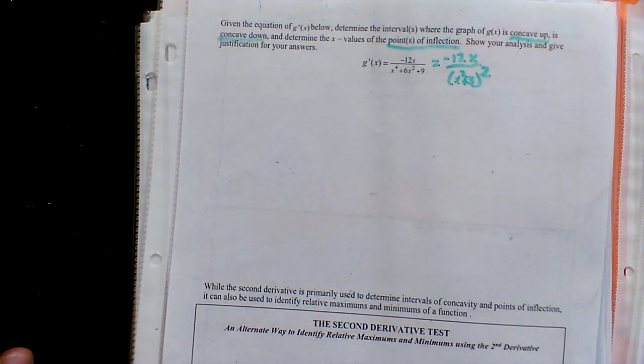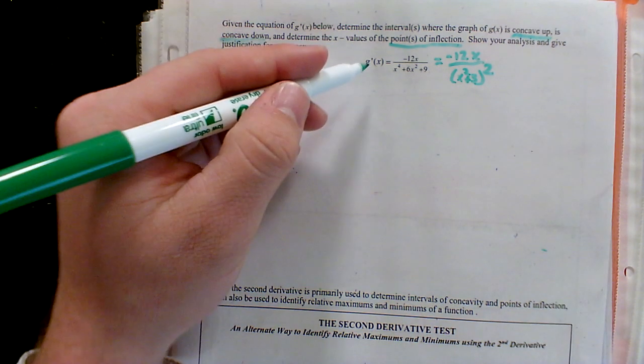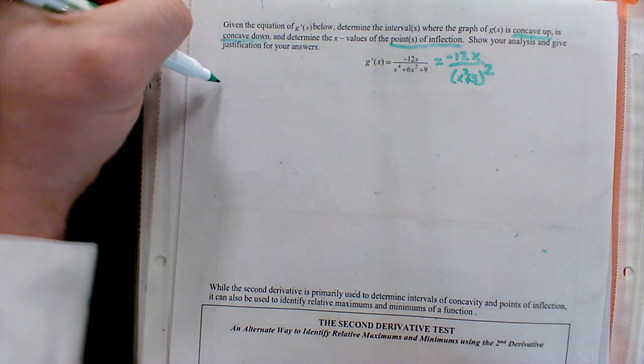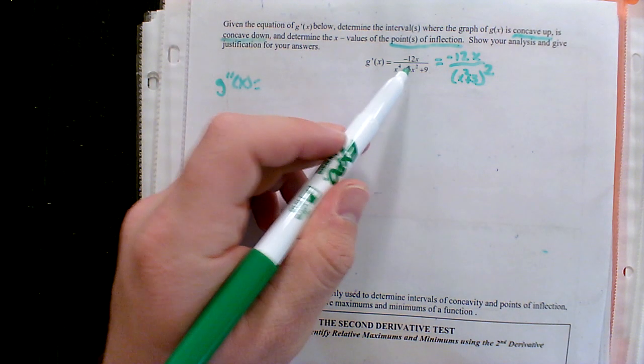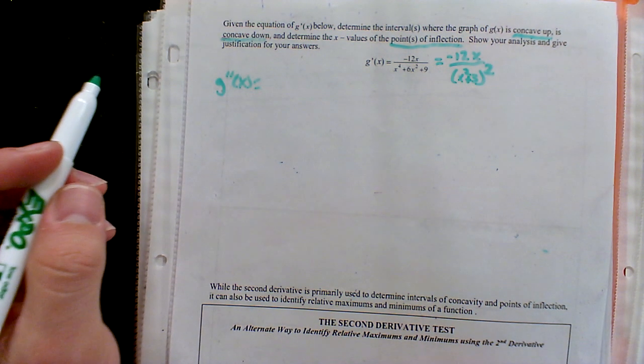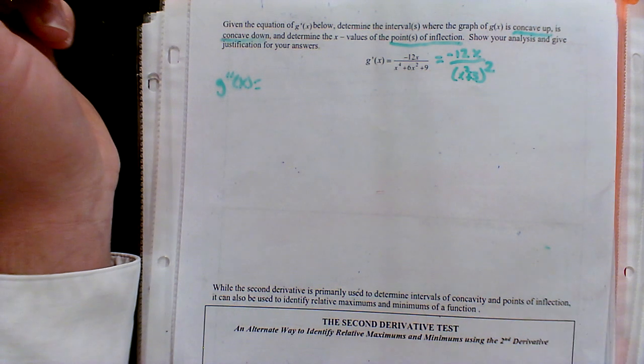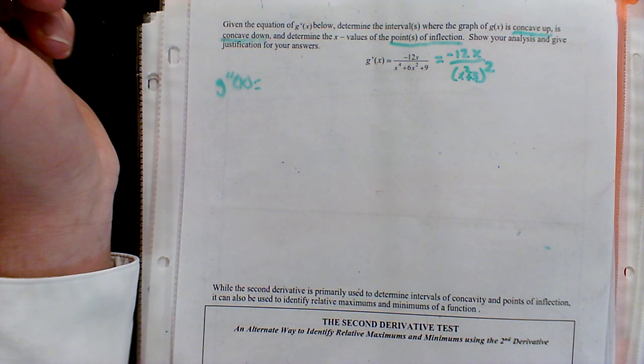But now the first thing we need to actually do, we have the first derivative that's given to us. So we need to take the second derivative. How do I take the derivative of this? Low d high minus high d low, and then you square the bottom. Yes.